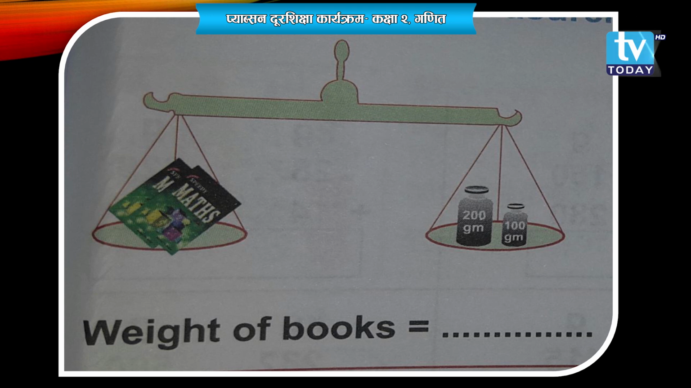It's a total of 200 plus 100. It will be 300 grams. See, "gm" is written over there. It means gram. So it's 300 gram. The weight of the maths book is 300 gram. Done? Okay. Then students, next is there.